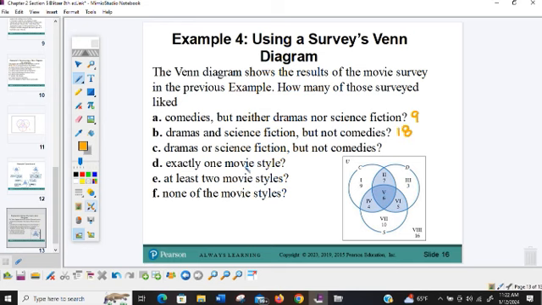Dramas or science fiction, but not comedies. Let's see. All right, so those liked, okay.